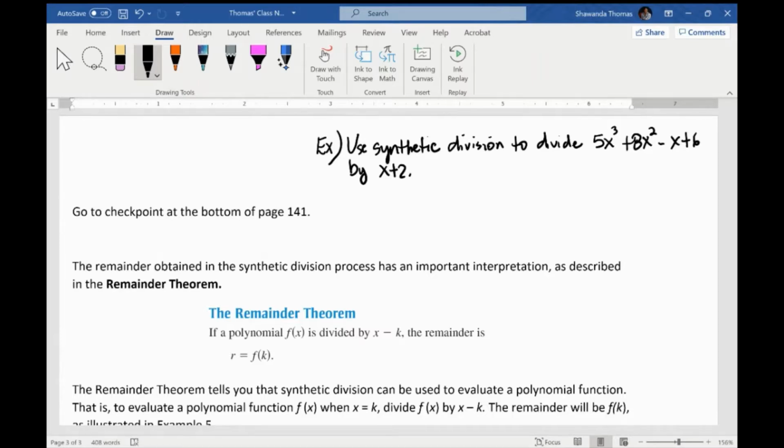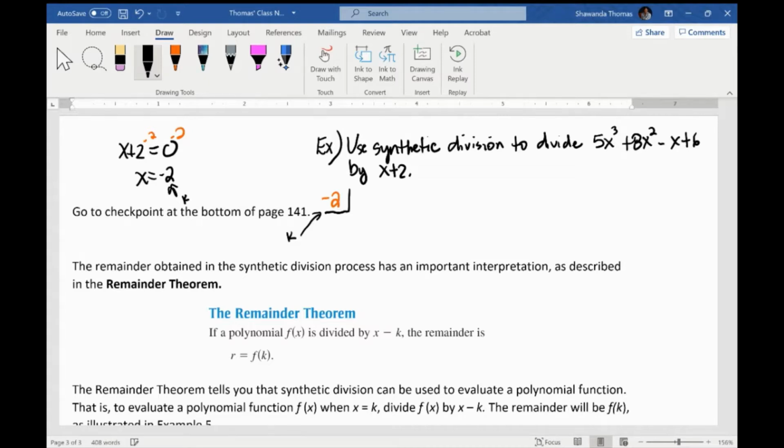Which method are we using? Synthetic. For synthetic, we need to know what our k is. We put it in this little half of a box here. What is k? It's going to be -2. If you didn't know that, you could easily just set your divisor to 0 and solve for x. It'll tell you that x equals -2. This is the same thing as saying x equals k. That's our k.